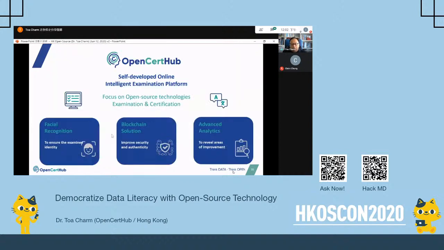So no matter what exam or certification you want to get from our platform, we're making use of the latest technology to do it.